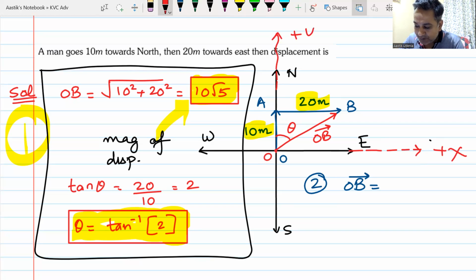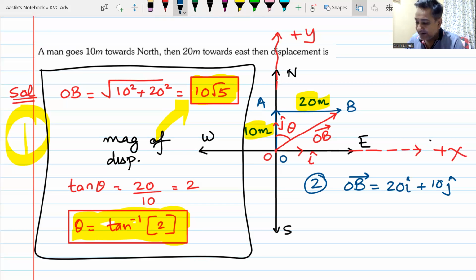And this would be my plus Y axis, yes or no? Yes, sir. I have a unit vector I along X axis and a unit vector J along Y axis, yes or no? Yes, sir. I can write this OB vector in terms of I and J. I can write it like this. It is 20I plus 10J.